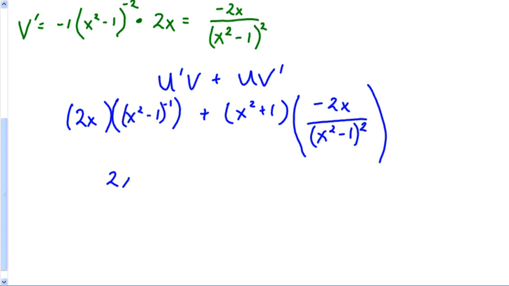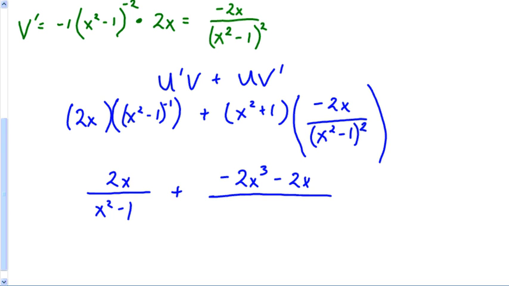Let's see, this becomes 2x over x squared minus 1. This one over here, what does he become? Plus, you would be negative 2x cubed. Or 2x cubed minus 2x over x squared minus 1 squared. Hey, we can still do this. How can I add this?